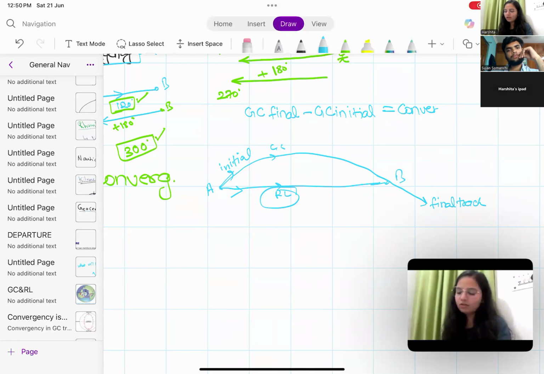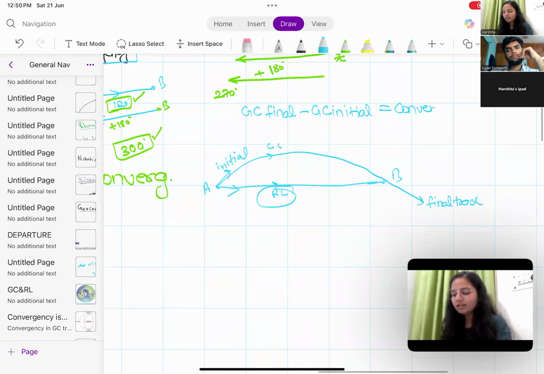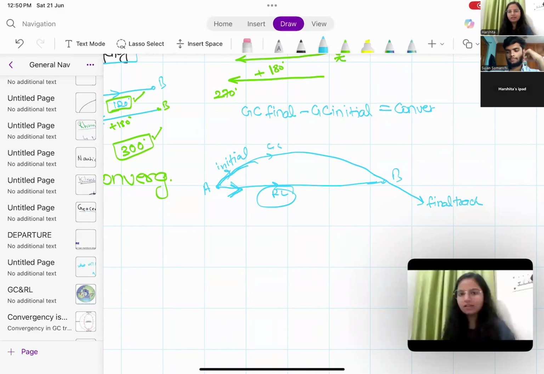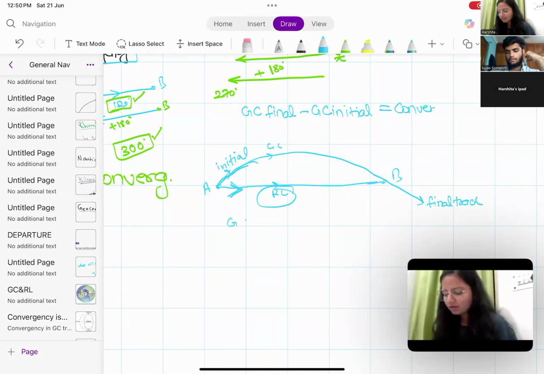Do not confuse it while making the diagram that the initial great circle is given like this. So you don't take this direction. Great circle is the curved line. Initial great circle means the place from where you started, great circle at A. So that means great circle at B minus great circle at A should be equal to convergency.